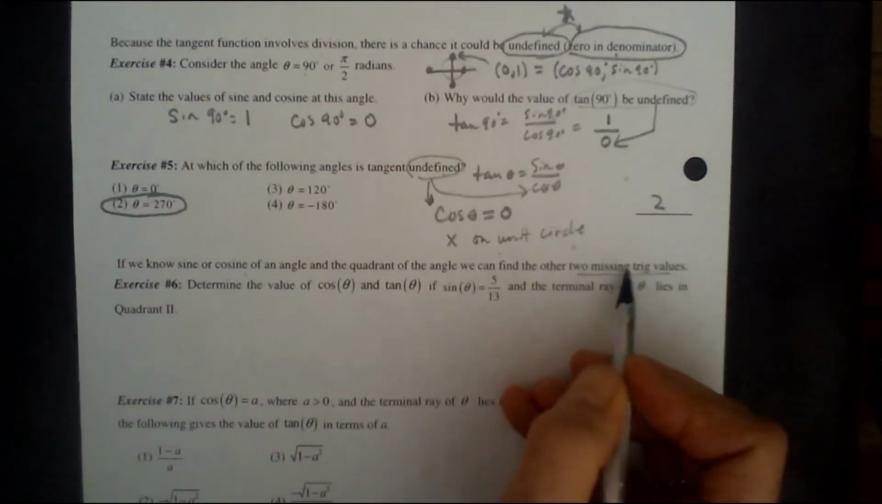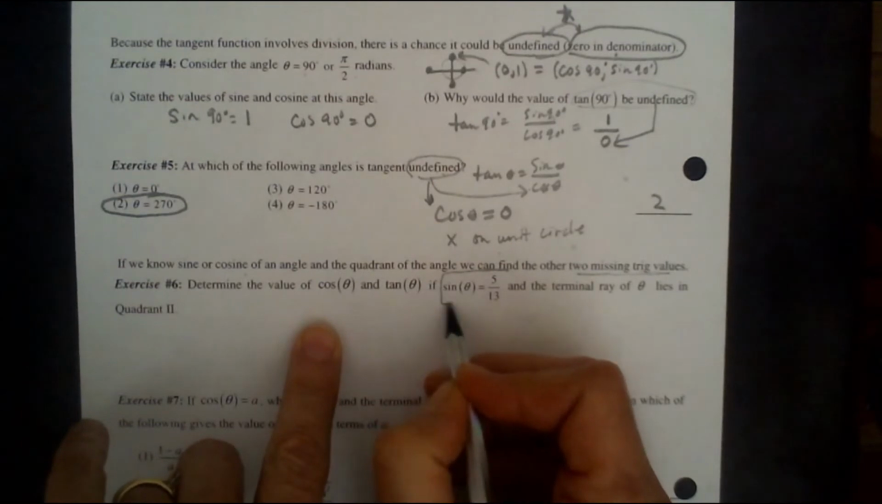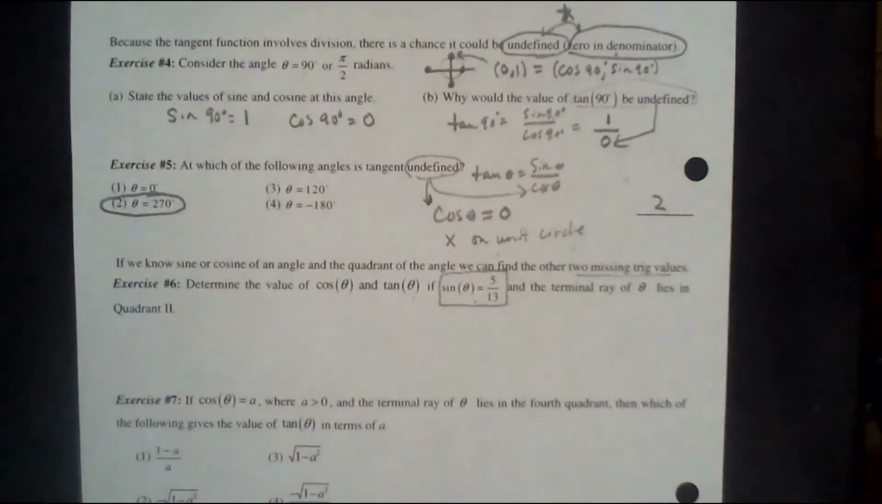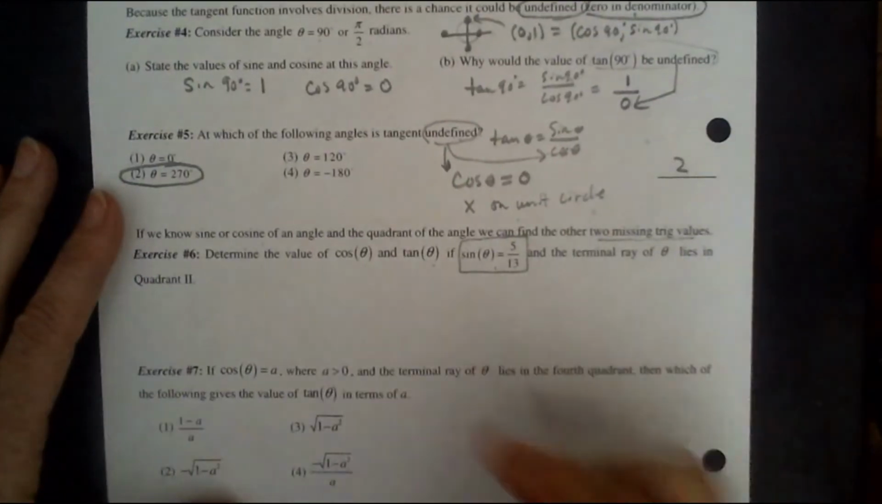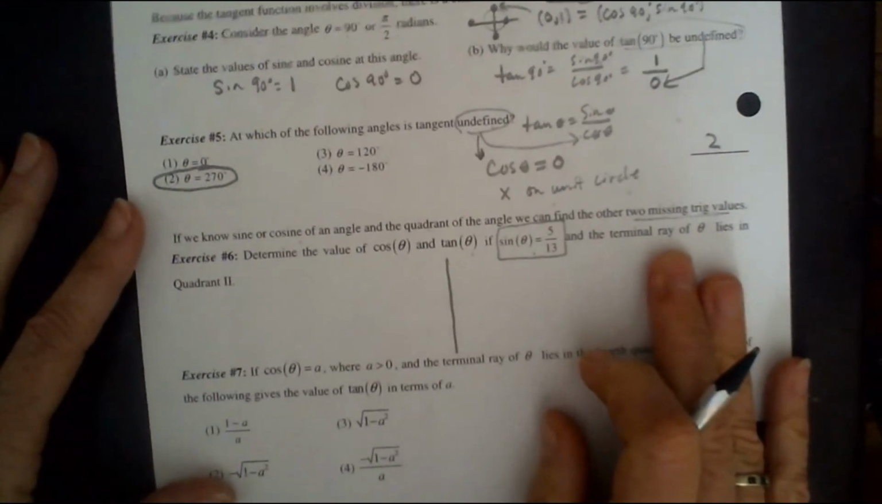Now we know that the sine or cosine, and the quadrant, we can find the other two missing trig values. So if we are told what the sine is, all we need to know is one trig value, and we can find the other two if we know one. There are two different methods, and I'm going to show you the two different methods. One method over here, one method over here.